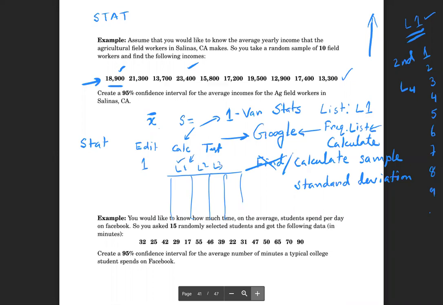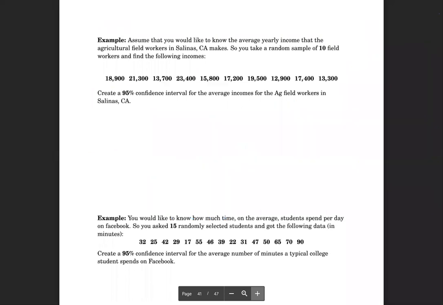Okay, so now that I have L1 selected, then I press enter. Then enter. Then I highlight the calculate and do enter. And it'll give you a bunch of numbers. One of them is, so let's clear it up. One of the numbers is X bar, which is 17,340. Okay, that's the average.